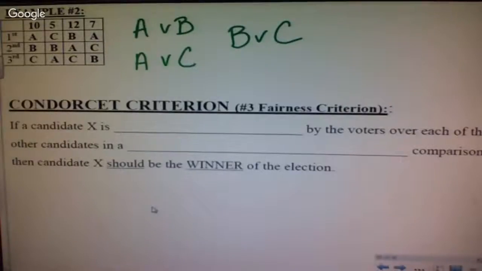Okay, when you compare A and B, we pretend that C no longer exists. What happens with A and B? It's a tie. Both of them have 17 points. So that means that they both get half a point.